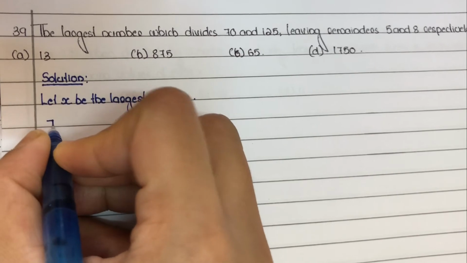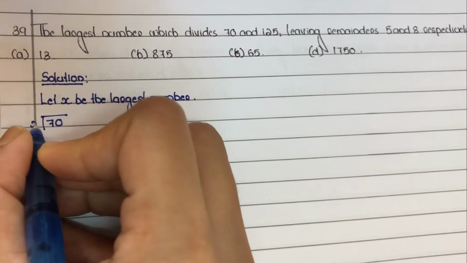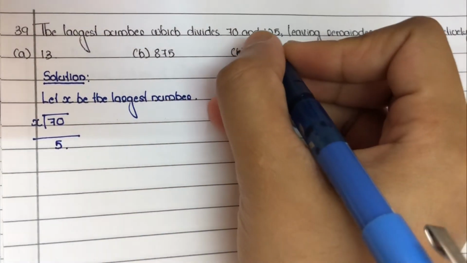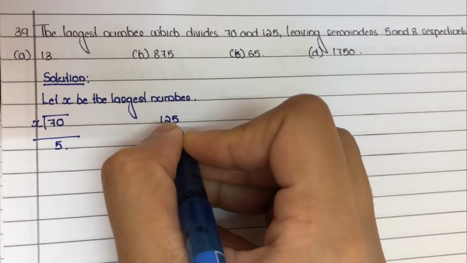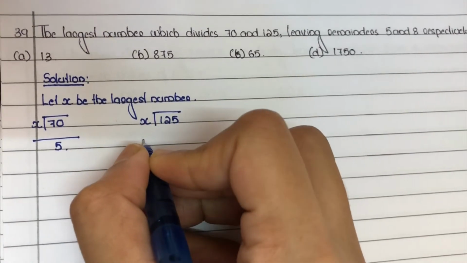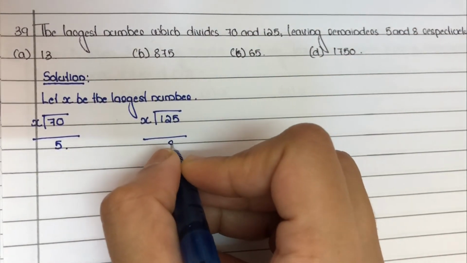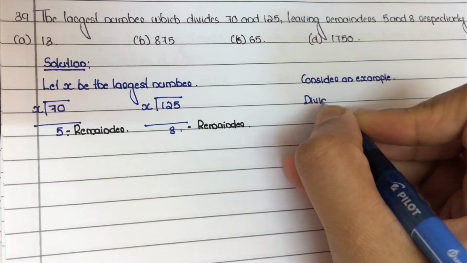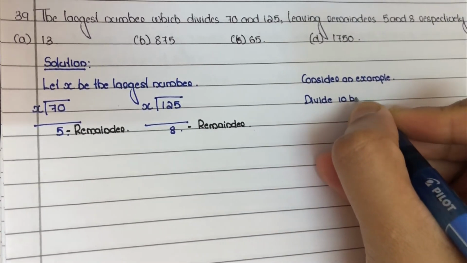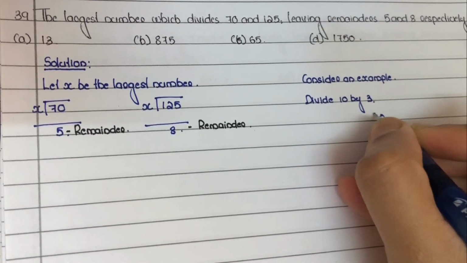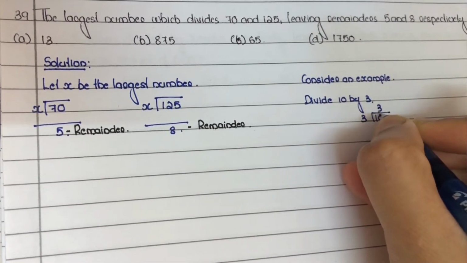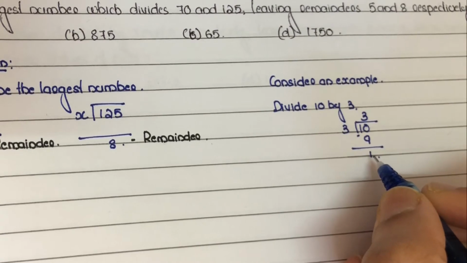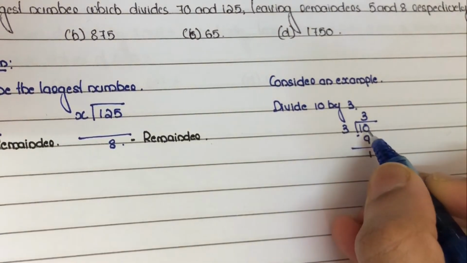If you divide 70 by x, you will get remainder equal to 5. Similarly, if you divide 125 by x, you will get remainder equal to 8. Now consider an example: divide 10 by 3. 3 times 3 is 9, remainder is 1. Here we got remainder equal to 1, which implies 3 is not a factor of 10.